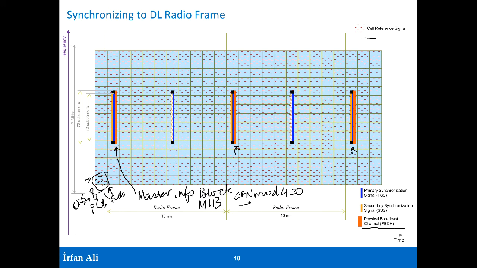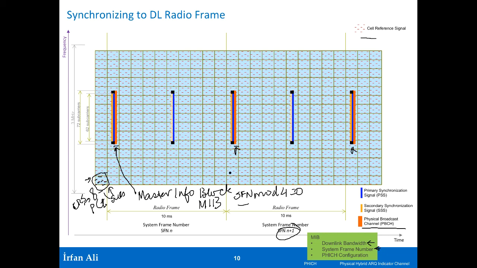Now what exactly does the MIB have in it? The MIB tells the mobile what the downlink bandwidth is. So is it actually 3 megahertz, or have I gotten 20 megahertz that is being allocated? It provides the system frame number, so it tells exactly what the system frame number is for this radio frame, and it also provides some configuration of a logical channel, which we will not go into too much detail, which is called the physical hybrid ARQ. ARQ stands for automatic repeat request.